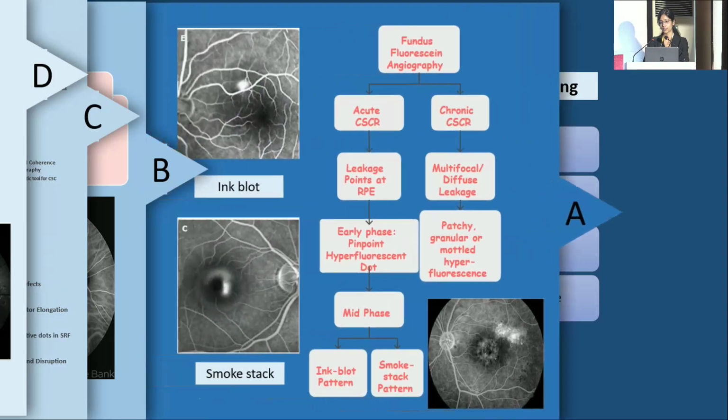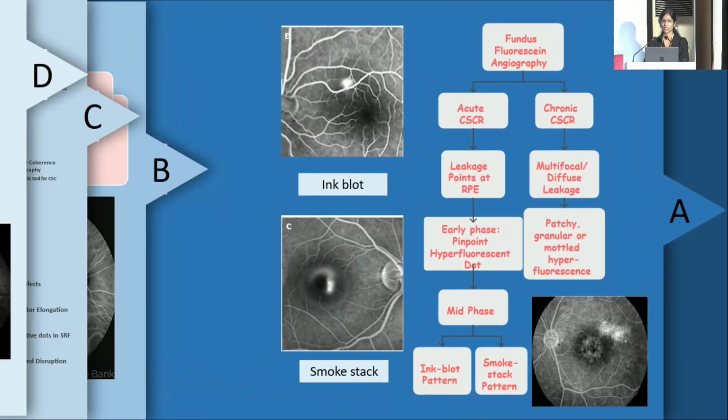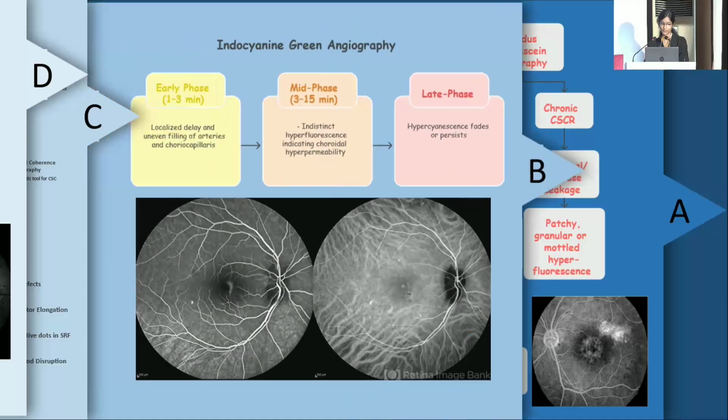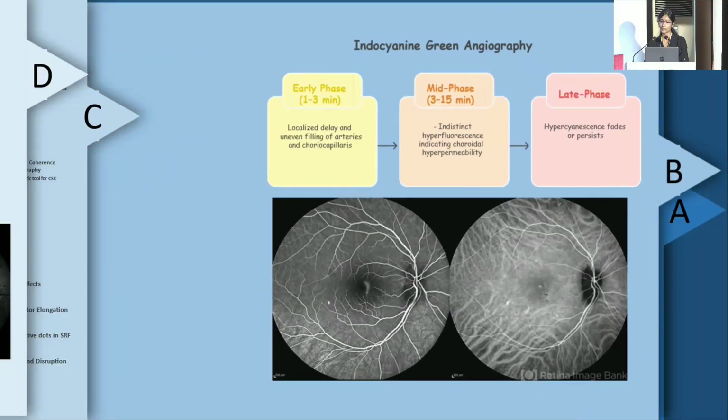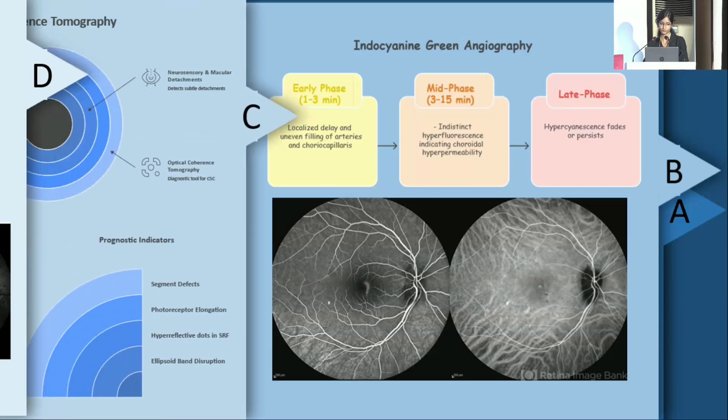Fundus fluorescein angiography can help us differentiate between acute and chronic cases. In acute cases, in an early phase we have a pinpoint hyperfluorescence, and in mid phases we can have the characteristic ink blot and smokestack patterns. In chronic cases we can have patchy, granular, and mottled appearances of hyperfluorescence. Indocyanine green angiography is the gold standard in cases of choroidal pathologies. In mid phase we'll have indistinct hyperfluorescence.